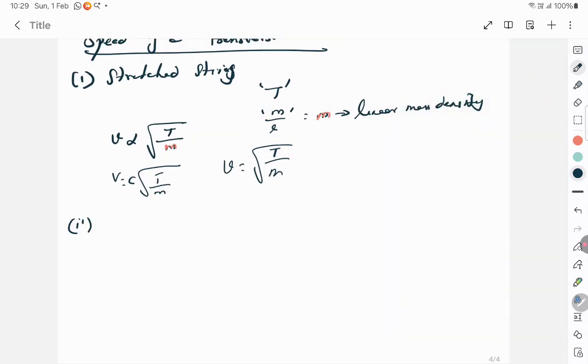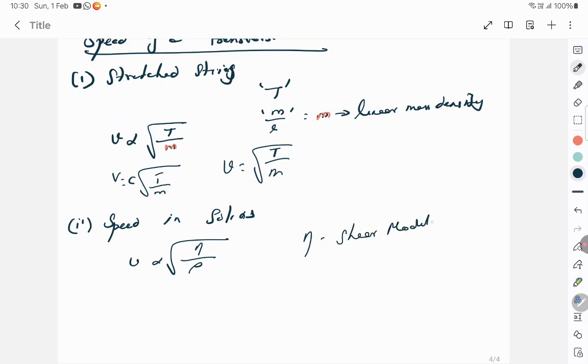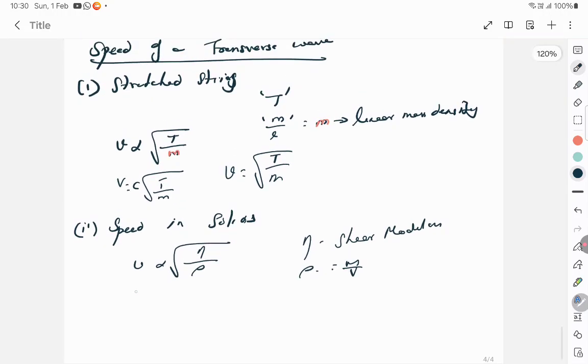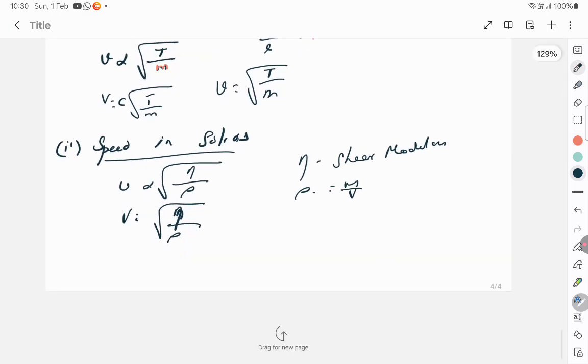Next is velocity of the wave in solids. Speed of a transverse wave in solids. You should remember that V is directly proportional to root of eta by rho, where eta is the shear modulus or modulus of rigidity, and rho is the density, which is mass by volume. So V again is equal to C, and C is 1, so you can ignore it: root of eta by rho. That's the formula for speed of a transverse wave in solids.